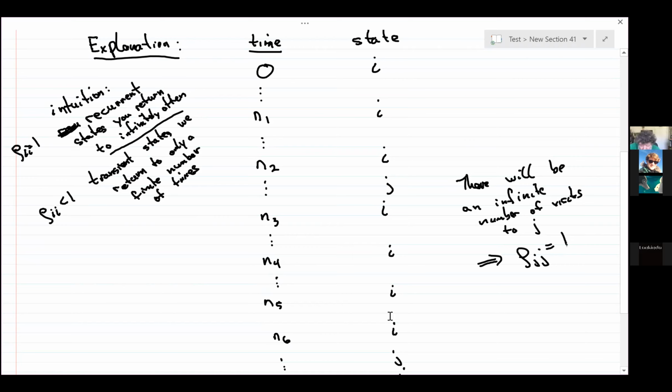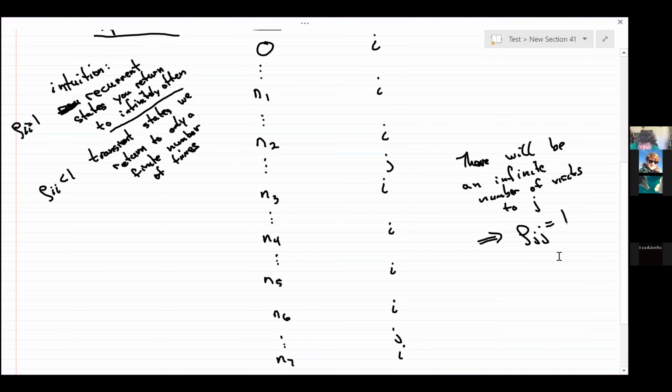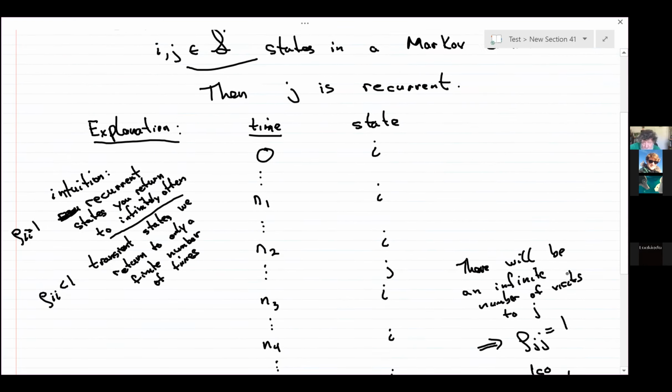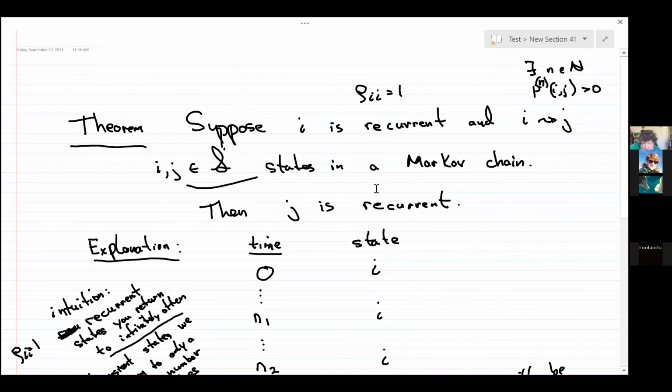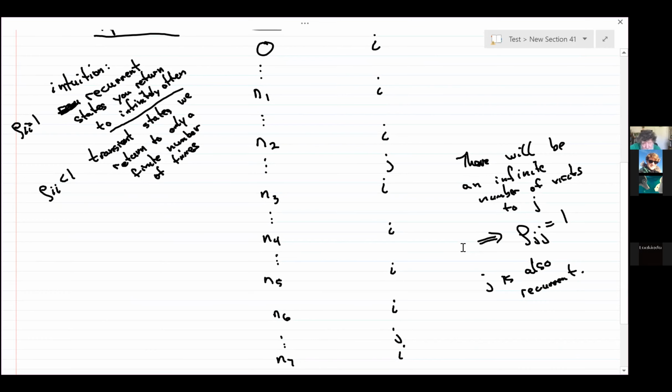Now, there may be a lot more visits of I in between, but who cares? You're coming back to J infinitely often, which means that J, so what does this say? It says J is also recurrent. Which is the conclusion of the theorem. Okay. Does the explanation make some sense?